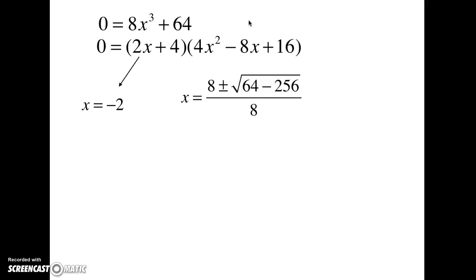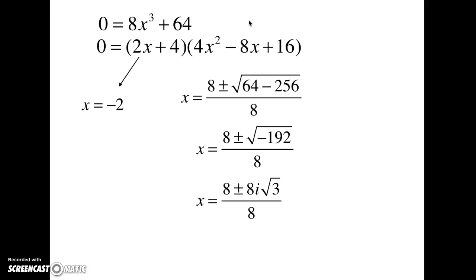The next one, we have to use our quadratic formula skills. And after we plug in the quadratic formula here, we end up with imaginary answers. So our final answer, x minus 2, x equals 1 plus or minus i radical 3. So those are our three answers. So again, whenever you have a plus or minus, that counts for two different answers.